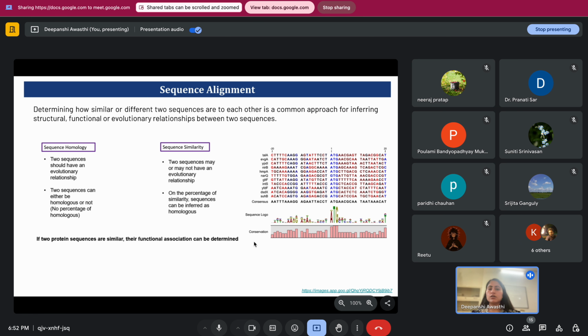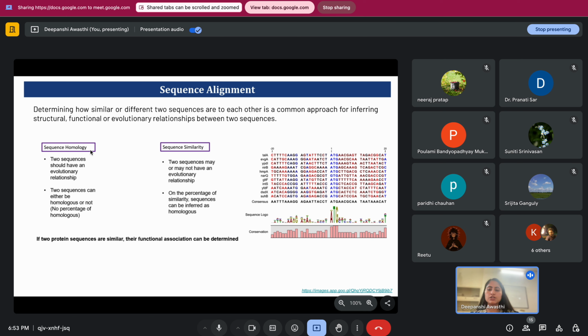Yeah, so when you check these variants, you must be aware of sequence alignment, because to capture these variants you have to perform sequence alignment. Sequence alignment will tell you how similar or how different two sequences are. So there are two terms with which students often get confused too.